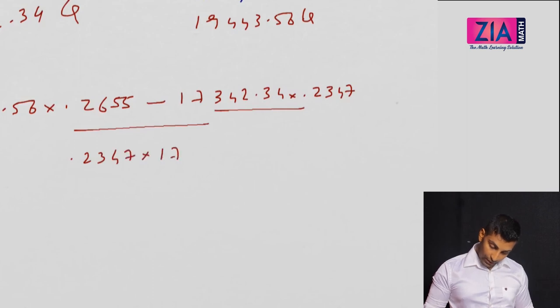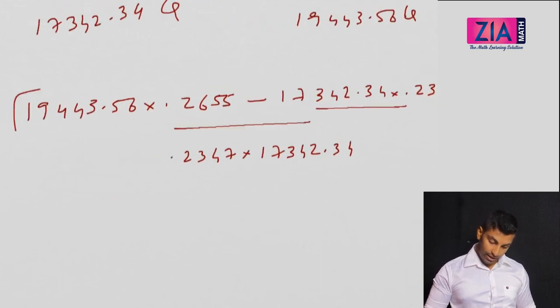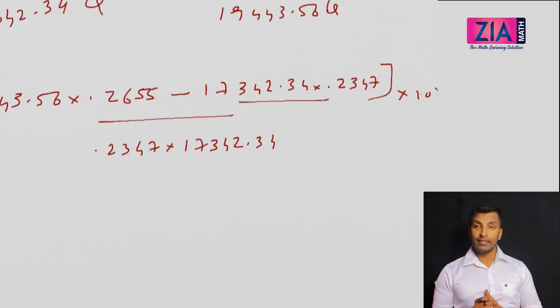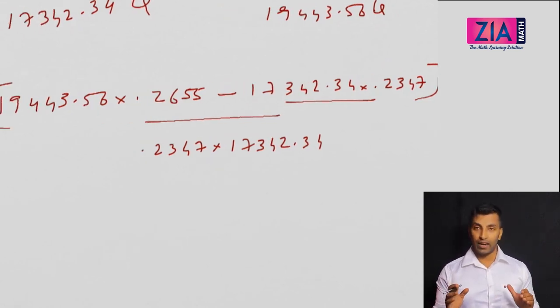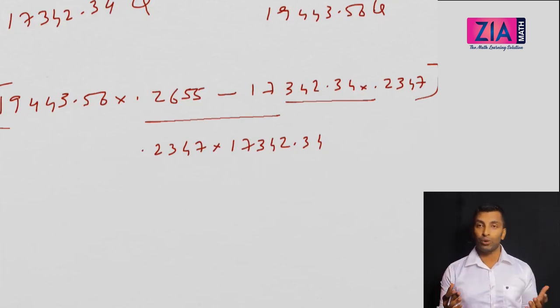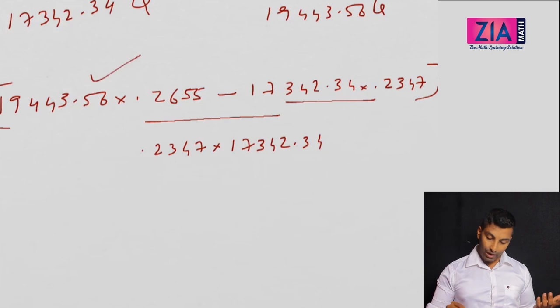So 0.2347 into 17342.34 into 100. That's how you will calculate the percentage. And this calculation, it's easier said than done, right? Because see, doing this is very, very difficult. Looking at this, writing all these things is going to be very easy, and anyone can do this. This is the final value minus the initial value divided by initial value into 100.